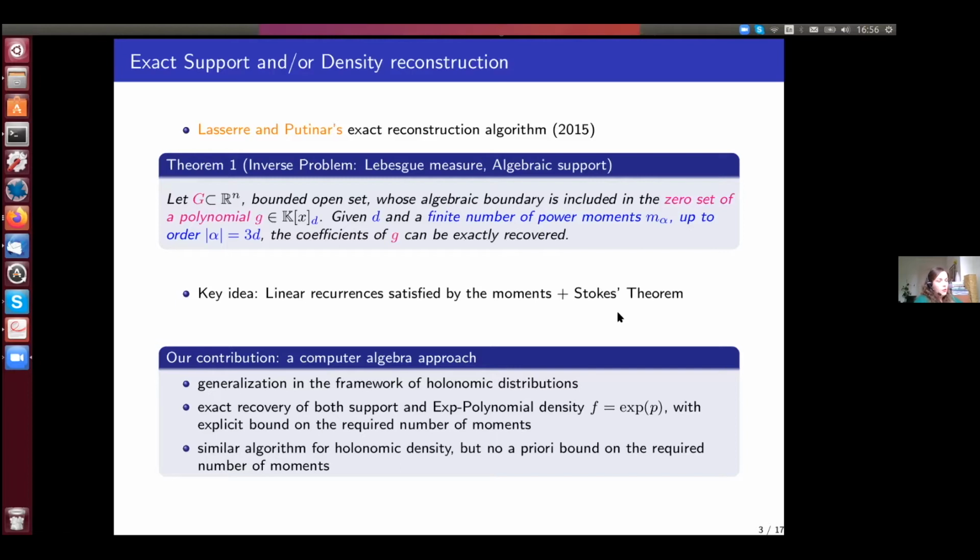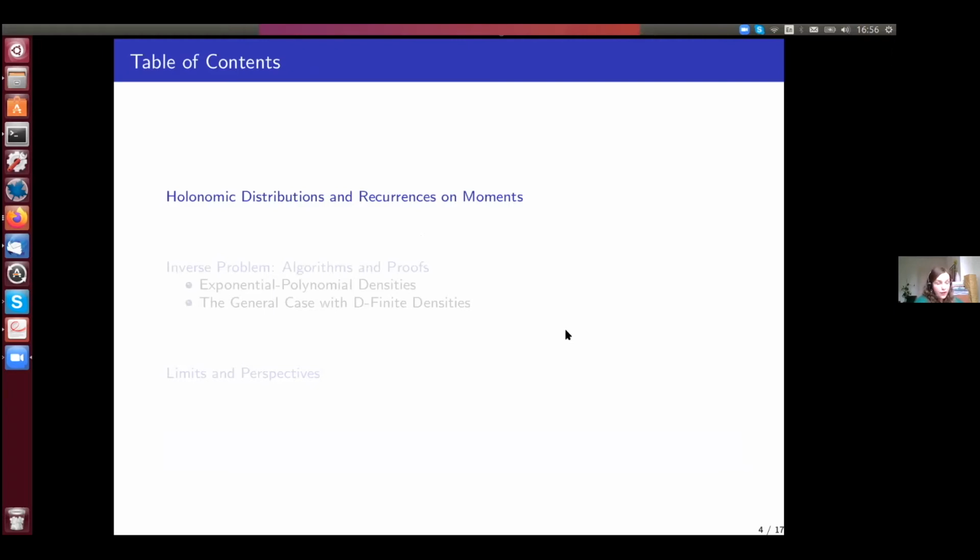And then we also proposed some generalized algorithms in a more general case, when we consider algebraic supports and general holonomic densities. But in this case, we are not able to give an a priori finite bound on the required number of moments. So now that I have given a small introduction to the subject, I would like to firstly frame this problem in the setting of differential algebra operators for distributions.